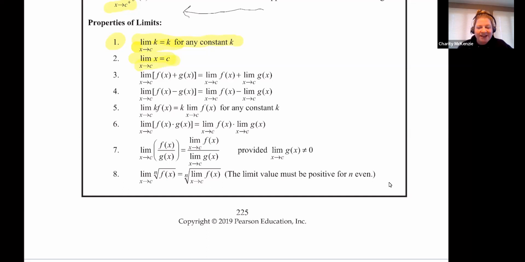Basically, what we're going to learn is, if we want to know where we're at a spot, we just put the number in. That's the same idea for a limit. If I want to know where we're at that spot, we just put the number into the function.